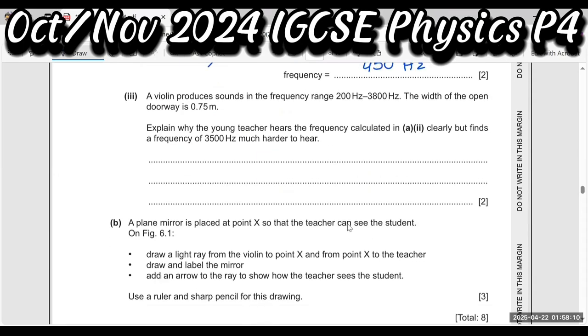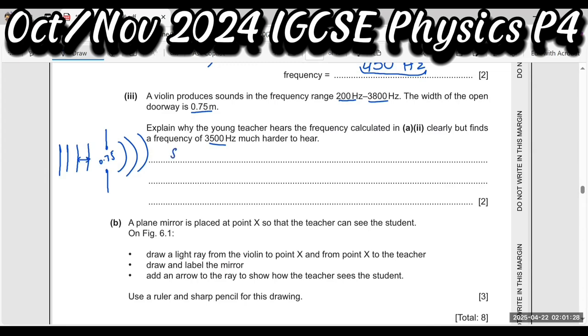A violin produces a sound of frequency 200 to 3800 hertz. The width of the open doorway is 0.75. Explain why the young teacher hears the frequency calculated here, 450 hertz, clearly, but finds a frequency of 3500 much harder to hear. So let's suppose the gap size is 0.75. When the wavefronts come to the doorway, they will expand. What is the condition for maximum diffraction? The size of the wavelength should be similar to the size of the gap.